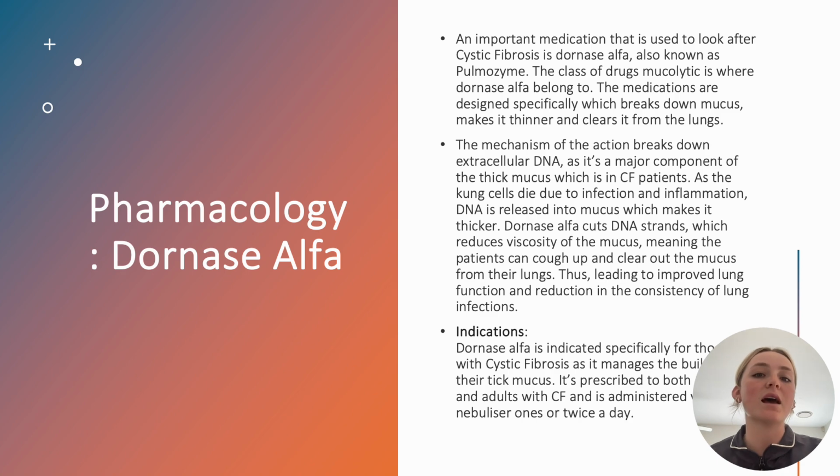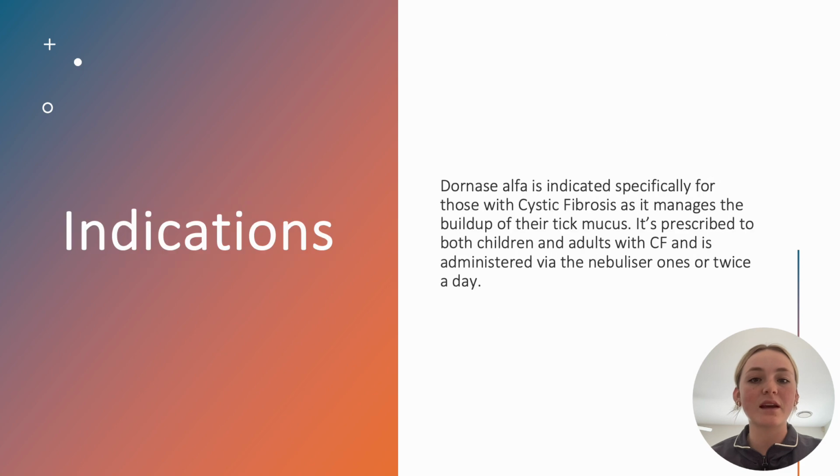in CF patients. As the lung cells die due to infection and inflammation, DNA is released into the mucus, which makes it thicker. Dornase alfa cuts DNA strands, which reduces the viscosity of the mucus, meaning the patients can cough up and clear out the mucus from their lungs, thus leading to improved lung function and a reduction in the frequency of lung infections. Dornase alfa is indicated specifically for those with cystic fibrosis as it manages the buildup of their thick mucus. It's prescribed to both children and adults with CF and is administered via a nebulizer once or twice a day.